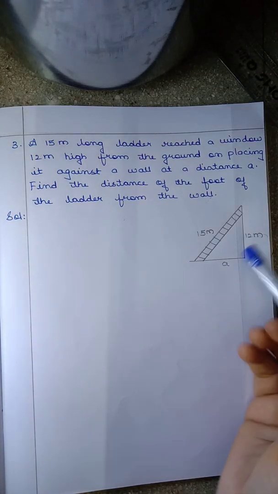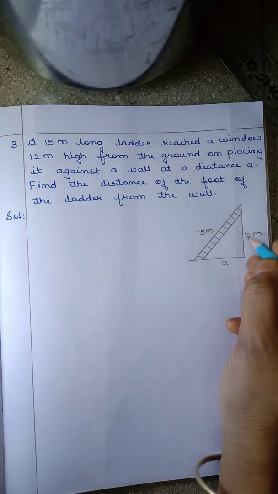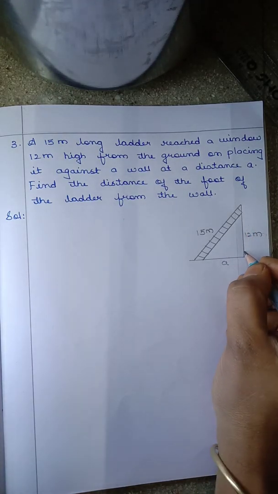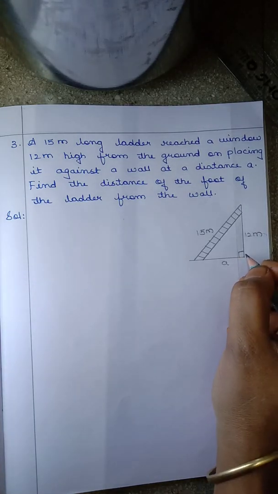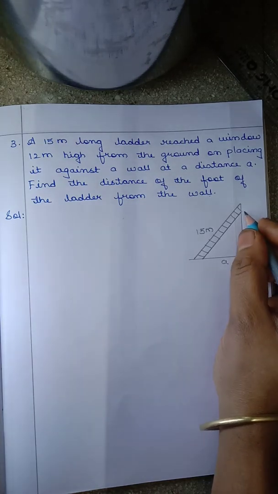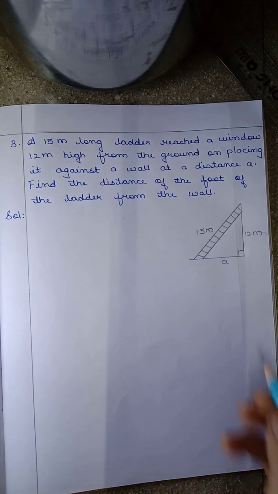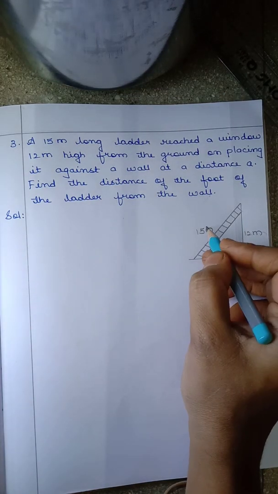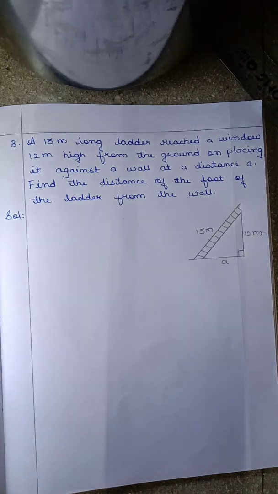Okay, so again, always remember, children, the wall or the monument or the building, always they are perpendicular to the ground. That is, they are at an angle of 90 degrees. The ground and any monument or building, wall, it is always 90 degrees to the ground. Okay, so it is a right angle triangle. Two sides are given. You have to find the third side using the Pythagoras property.